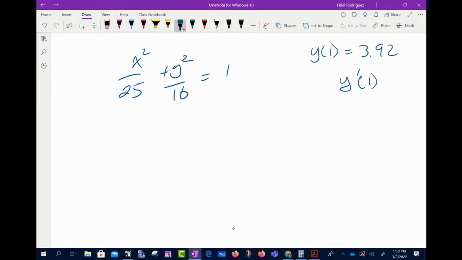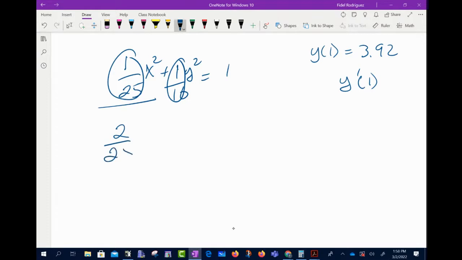Okay, so let's take the derivative. Remember, y'all, if it helps, do it like this. Put your x squared in front. Do it like that. Just so that you understand that the 1 over 25 and the 1 over 16, they're just constants. It's no different if you had a 7, okay? So what would the derivative of 1 over 25 x squared be? 2 over 25 with an x, okay? What's the derivative of 16 y squared? 2 over 16 with a what? With a y and then a y prime?